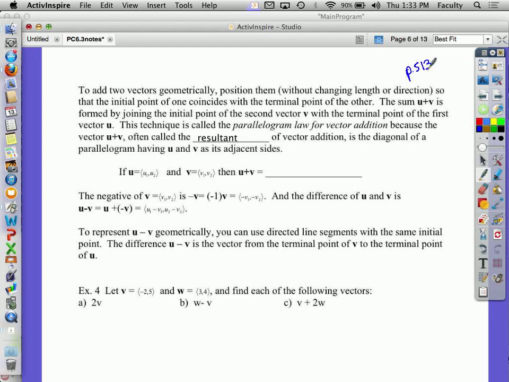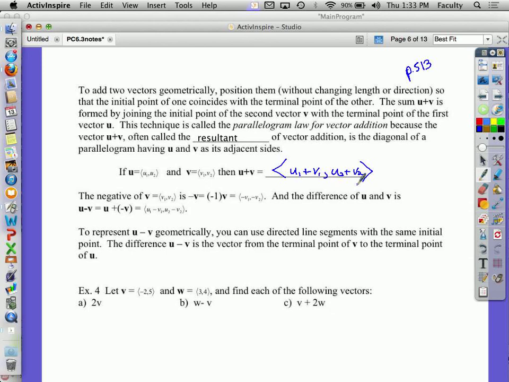U plus V is also called the resultant vector. And next year, if you take physics, this will make a lot more sense as you get into the physics aspect. I'm going to show you a second way to do it, and this is the way I prefer. If you know the components, if vector U is U sub 1, comma U sub 2, and vector V is V sub 1, comma V sub 2, then all you do to add the vectors is add the first component plus the first component and the second plus the second. And if you subtract, you just subtract the components.